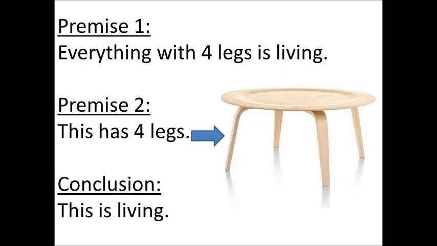All right, one more. Everything with 4 legs is living. This has 4 legs. That's a table, by the way. Therefore, that is living. True. What's wrong with this one? The first premise is incorrect. Not everything with 4 legs is living. Tables can have 4 legs and they're not alive. Okay. So you have to have true premises and it has to add up logically. And that's how a logical argument tends to flow.